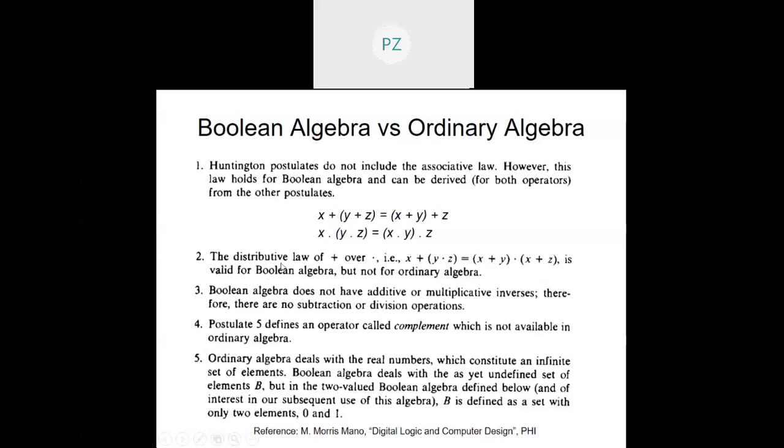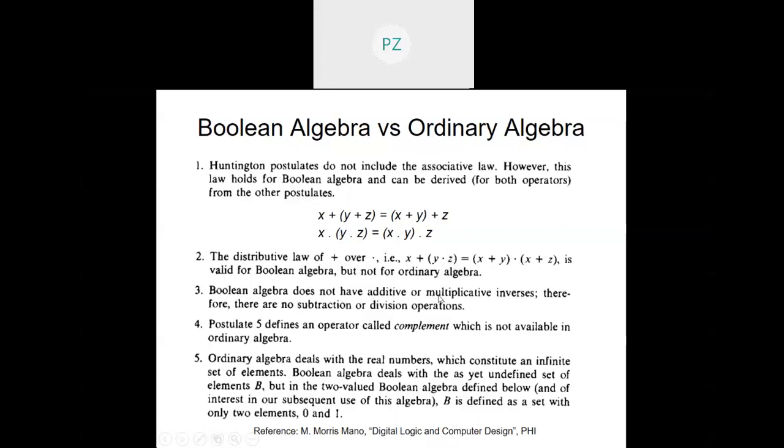The point of difference is the distributive law of plus over dot, that is, x plus y dot z is equal to x plus y dot x plus z, which is valid for Boolean algebra but not for ordinary algebra. We know that this doesn't hold for ordinary algebra. What holds for ordinary algebra is its dual, x dot y plus z. That holds for ordinary algebra, whereas in Boolean algebra, both of them hold. OR is distributive over AND, as well as AND is distributive over OR.